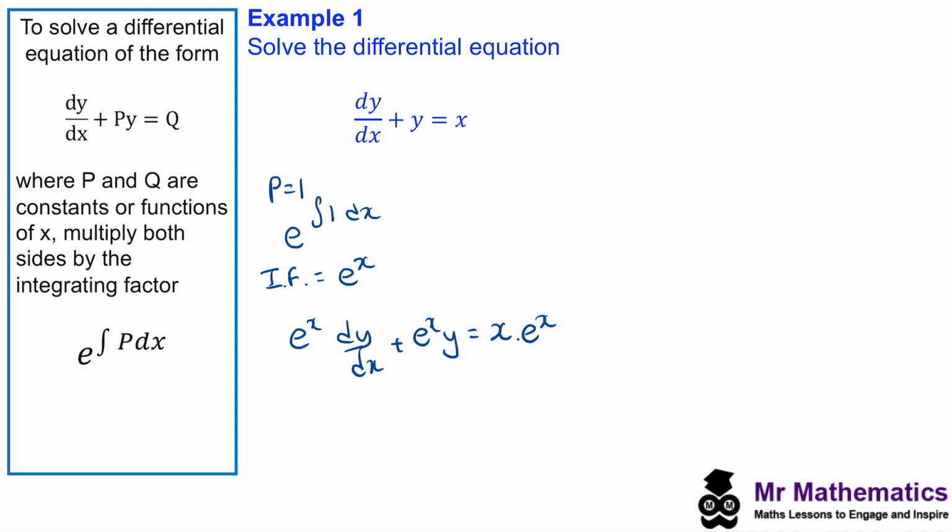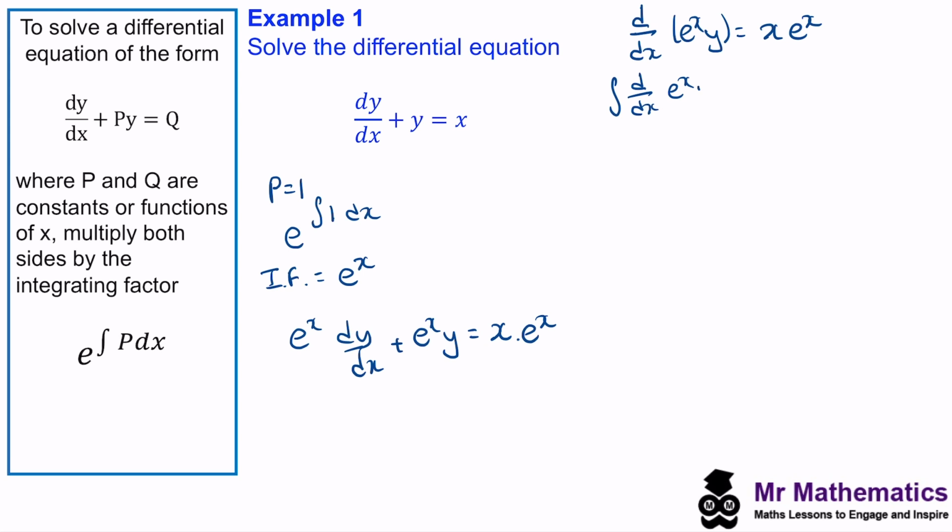Because we've multiplied both sides, the differential equation remains balanced, or unchanged. But can you see that now we can use the reverse product rule, where the derivative of e to the x is e to the x, and the derivative of y is dy by dx. So now we can say the derivative with respect to x of e to the x y is equal to x times e to the x. To work out what y is, we need to take the integral of both sides with respect to x.